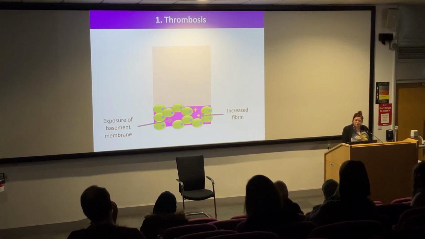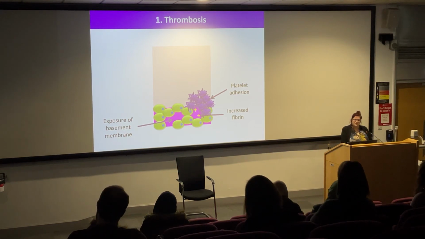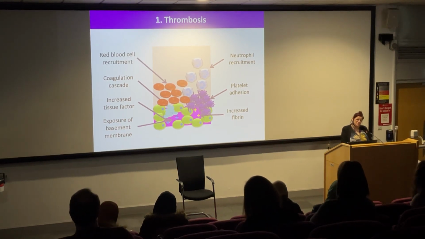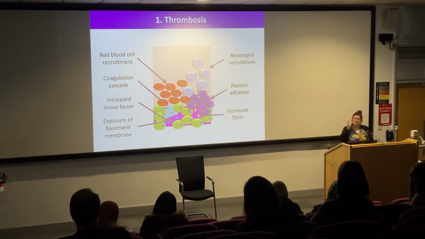What that can do is you'll get an increase, then, of fibrin will attach to that. Fibrin attracts platelets, so your platelets become activated and they will attach to that fibrin that's been exposed through the loss of your endothelial cells. That then recruits your neutrophils, and that increases the expression of tissue factor as well. That triggers your coagulation cascade and get your red blood cell recruitment, and altogether that makes a lovely blood clot.